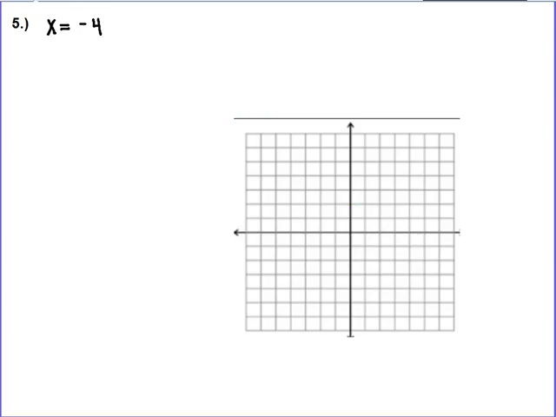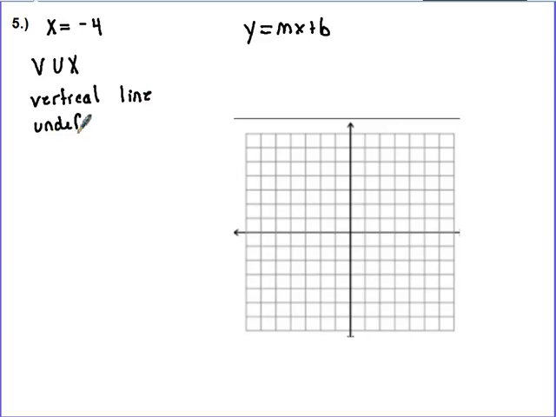The next couple of slides deal with horizontal and vertical lines. As you can tell, when you look at this equation, x equals -4, it does not look like y equals mx plus b. There is not a y in this equation. I'm sure most of you have heard VUX. The V stands for vertical, means it's a vertical line. The U stands for undefined slope.